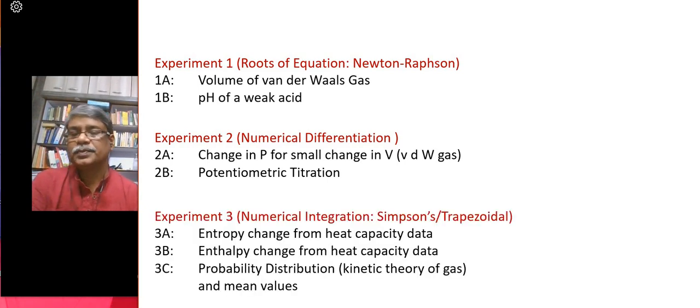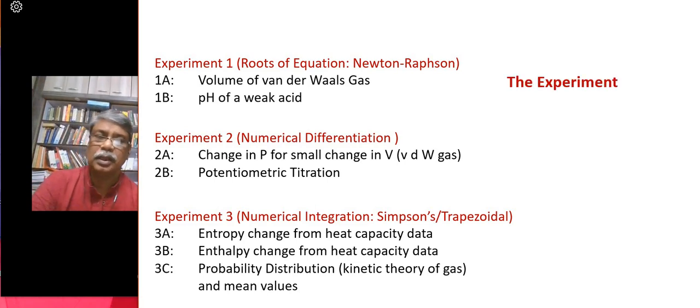And then comes experiment 3, numerical integration, Simpson's or trapezoidal. 3A, entropy change delta S calculation from heat capacity data. 3B, enthalpy change from heat capacity data. And 3C, probability distribution in relation to the kinetic theory of gas, and using that distribution function to evaluate the mean values of different quantities.